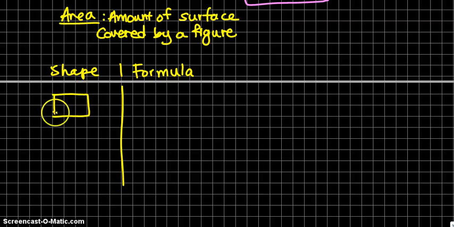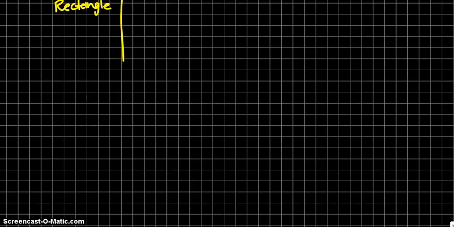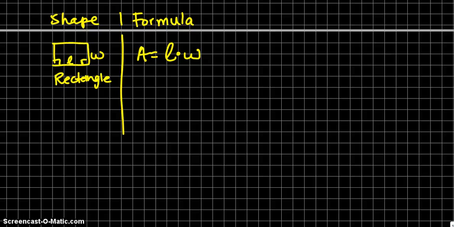First, rectangle. Rectangle, the area is length times width. We're going to use A for area in each formula. Oops, sorry about that. Okay, my bad. Now we should be good to go. All right, so area is length times width.